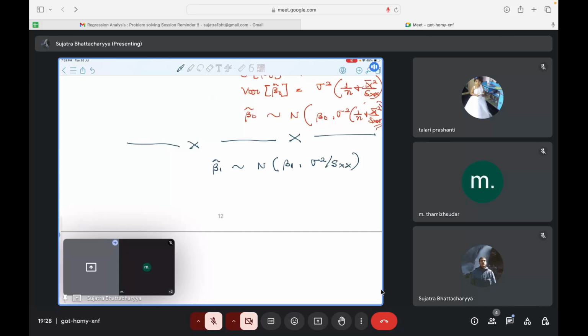Clear? Now, if I define z as beta 1 cap minus beta 1, divided by the root of sigma square by Sxx, which means the root of the variance, this is the standard deviation. Then what will be the distribution of z?